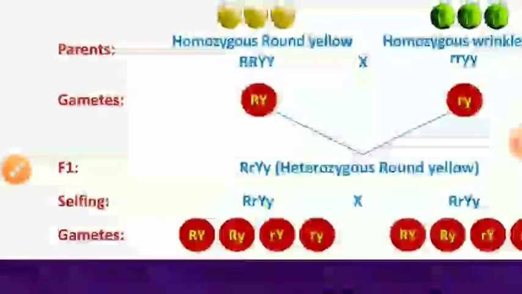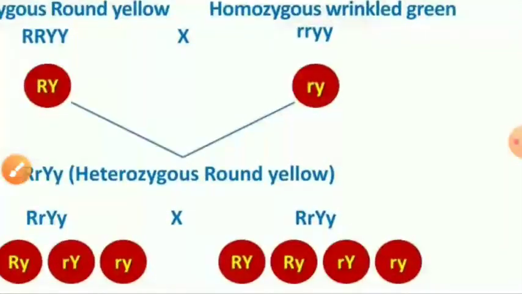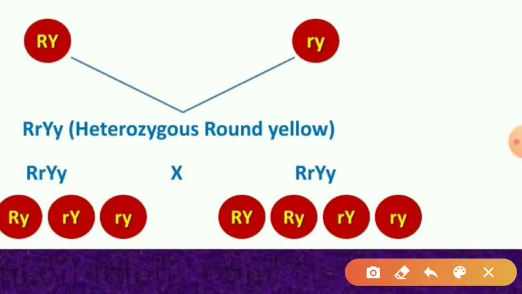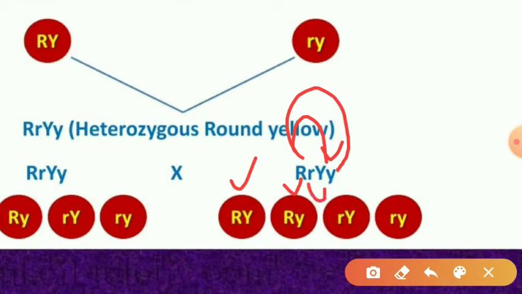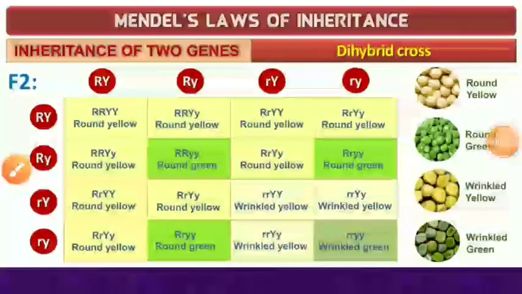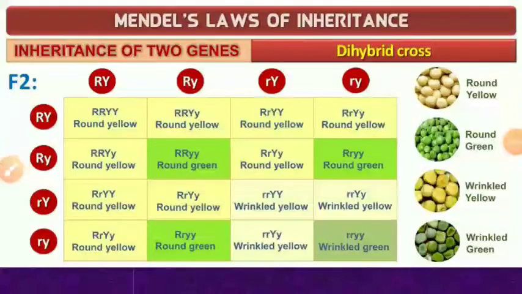Okay, similar gametes are produced from the other parent: capital R, capital Y produces one gamete, capital R, small y another gamete, small r, capital Y another gamete, and then small r, small y another gamete. For the F2 generation, these four gametes are fused, the pollen grains or male gametes fused with the egg.